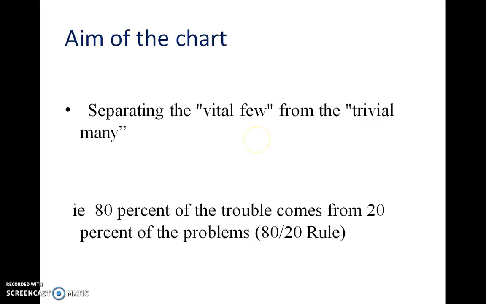The aim of the chart is separating the vital few from the trivial many. There are so many problems and we don't know which to focus on, so those can be separated easily using the Pareto chart. That's why the postulate given for this chart is that 80% of the trouble comes from 20% of the problems. That's why this chart is also known as the 80/20 rule.